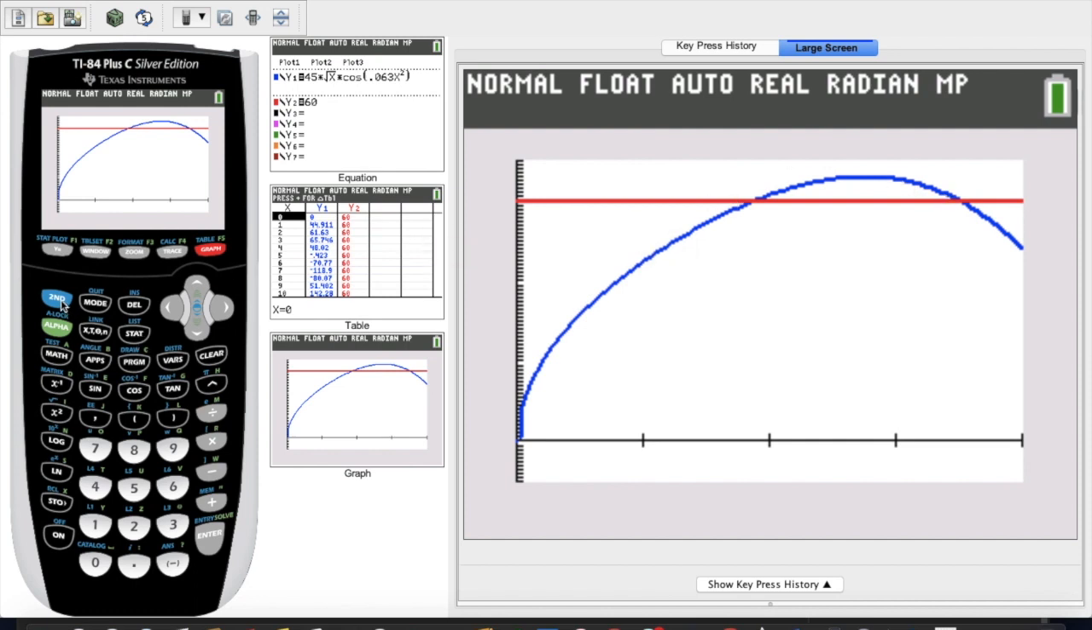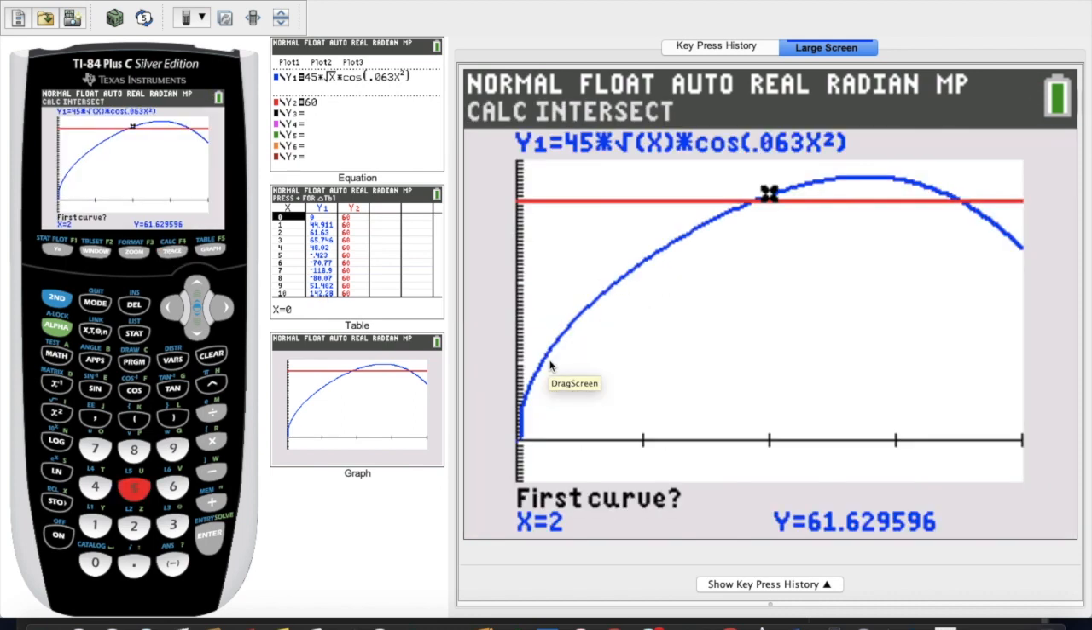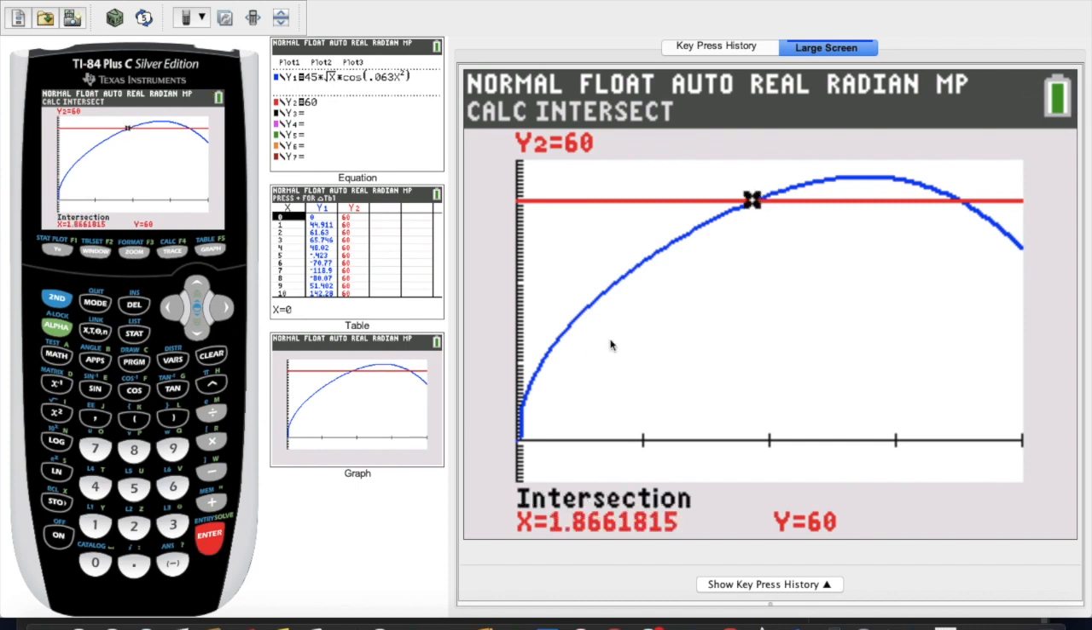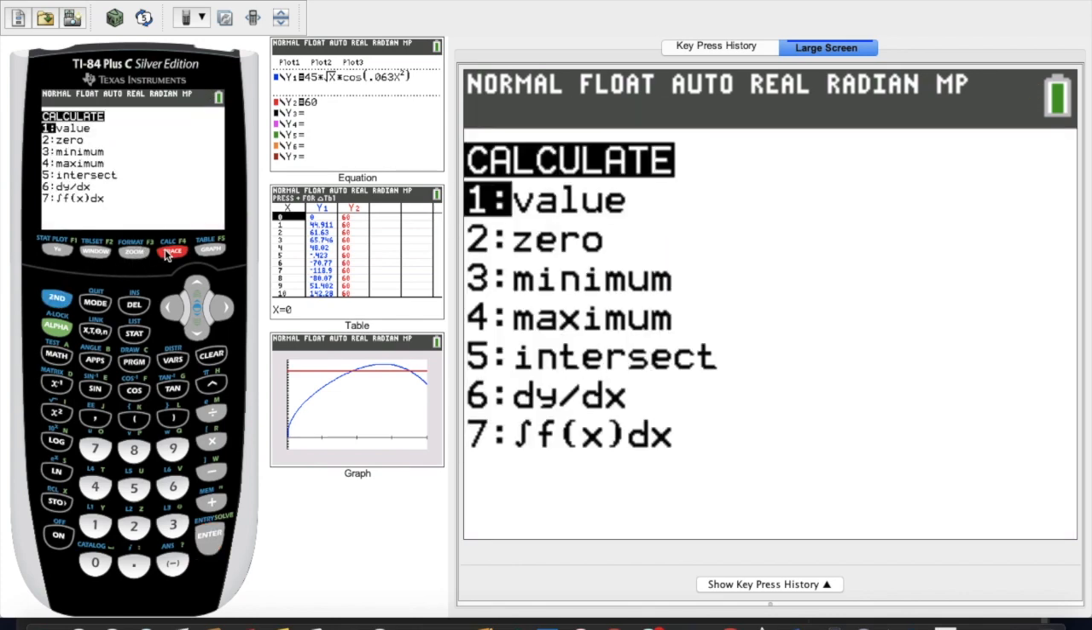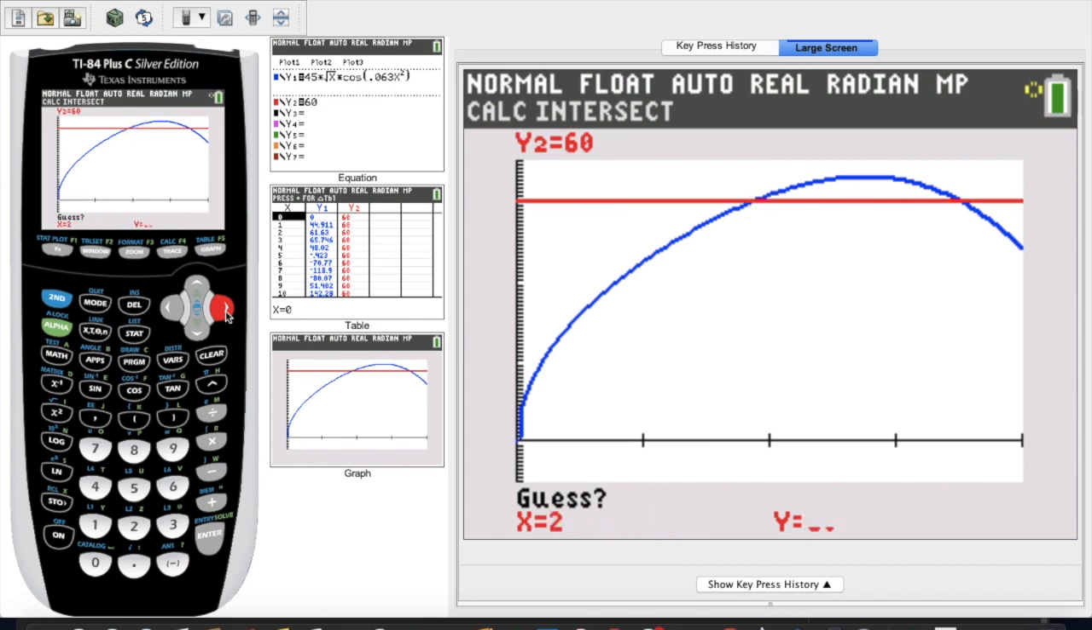So I can find that by going over to calculate and doing option number 5, which is intersect. I want to find where these two equations are intersecting. So this first intersection point is 1.866, and that's where it starts. And I want to find the second one. So all I got to do is do the same application, but now I need to move this over to the second spot, and that's going to be roughly 3.519.